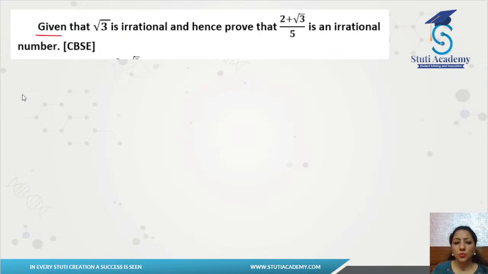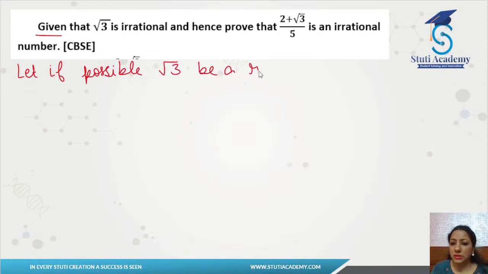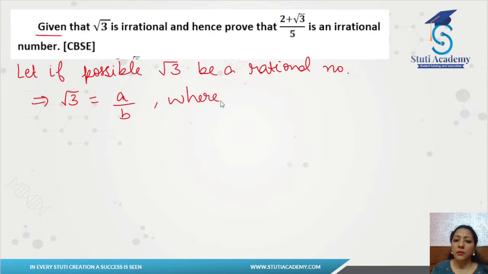Whenever we come across such questions, the first step is: let, if possible, root 3 be a rational number. Now children, if root 3 is a rational number, then we can write root 3 in the form of a upon b, where a and b are co-prime. This means they have only one common factor, that is 1. Nothing else except that.